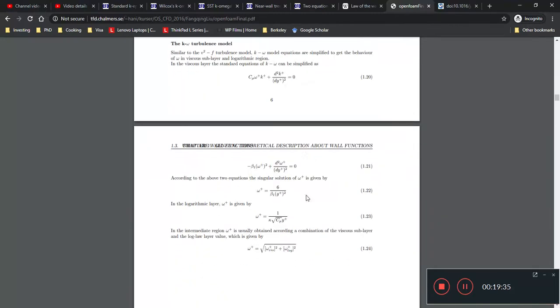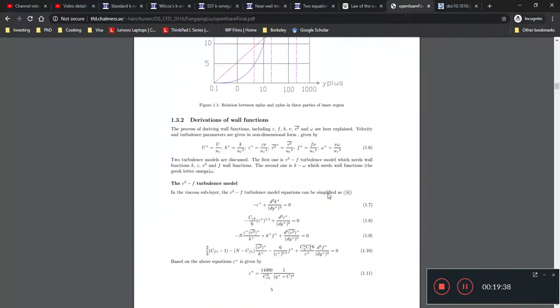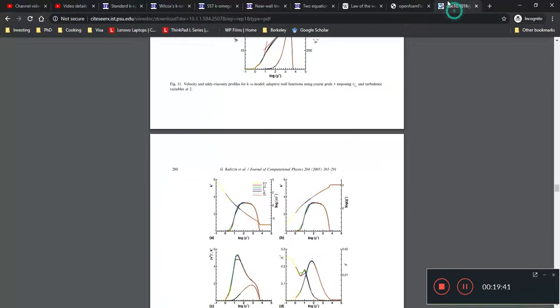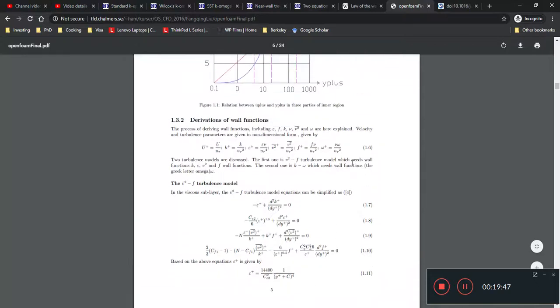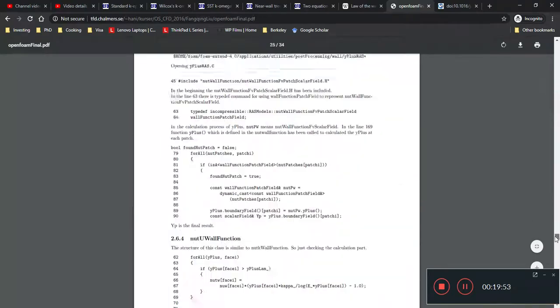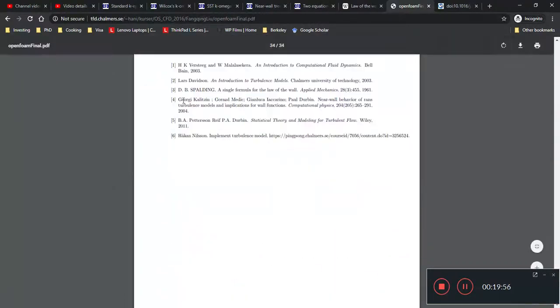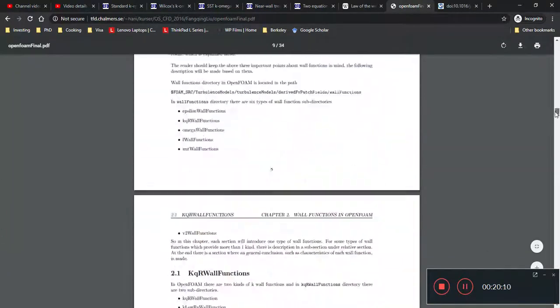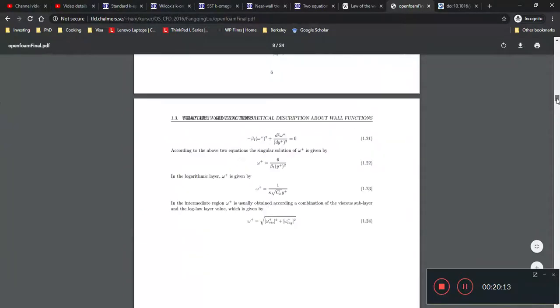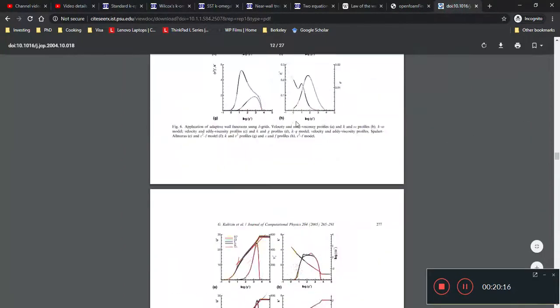And where did this come from? It cites this paper, I think one of these papers. It has a citation here, citation number 4, which you can scroll down and look for. It's "Near wall behavior of Reynolds averaged Navier-Stokes turbulence models and implication for wall functions". So this is the paper you can look for. Thankfully, I think now it's available, and this is the paper they're talking about.